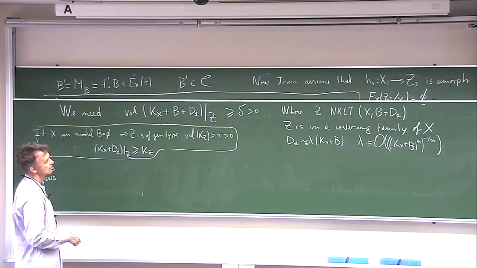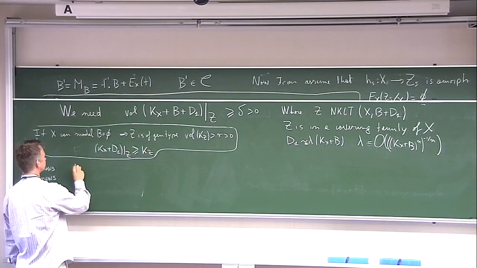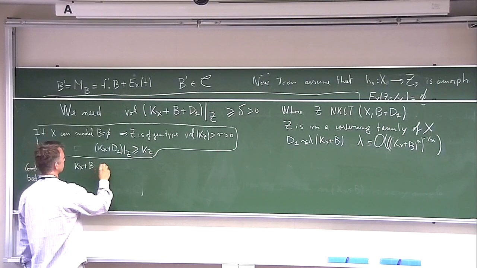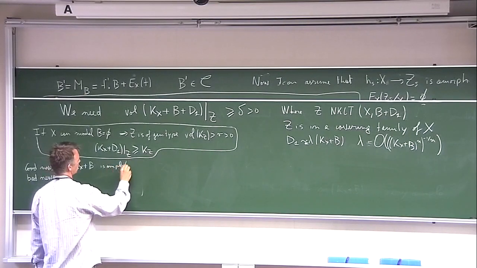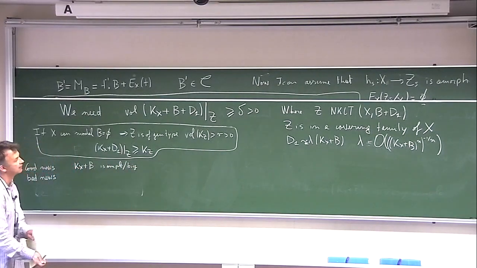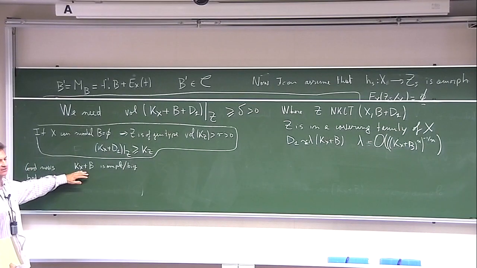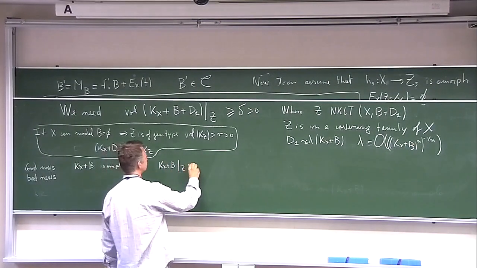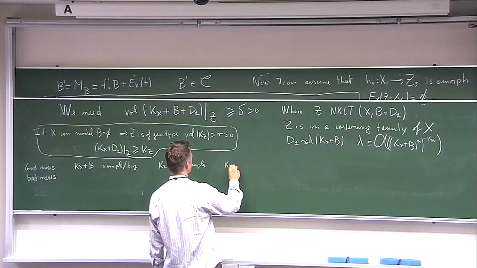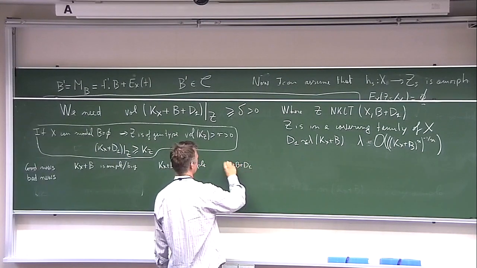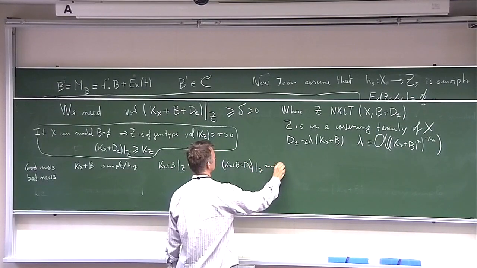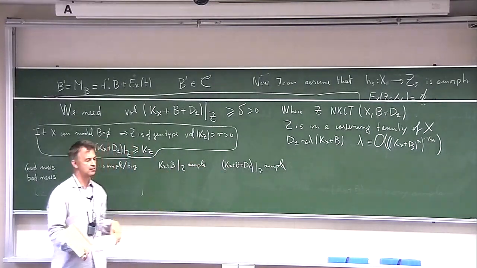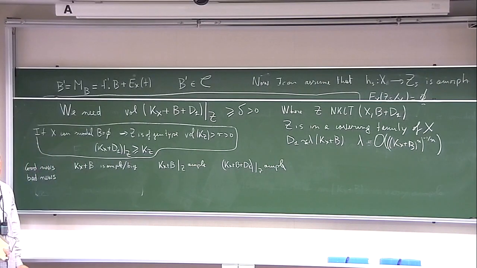Well, okay, so let's just assume for simplicity that Kx plus B is ample or big, if we're working birationally. Let's think of the ample case, it's just easier to figure. Then certainly, Kx plus B restricted to Z is still ample. And similarly, Kx plus B plus D1 restricted to Z is ample. This is just 1 plus lambda times this. So this is ample if and only if that is. So that works very well, right?